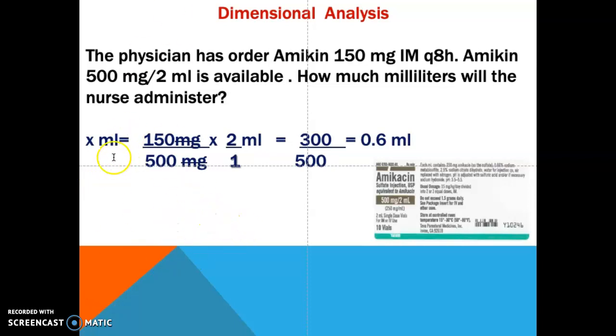Again, we're looking for X mL, so 150 milligrams and 500 milligrams per 2 mL. So milligrams and milligrams cancel out. 150 times 2 is 300 divided by 500. So the answer will be 0.6 mL of Amikin. That is what the nurse will actually pull up in the syringe to administer to her patient.